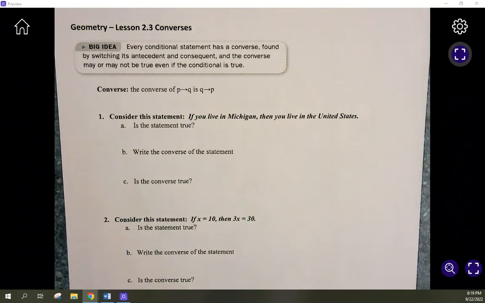This is Geometry Lesson 2.3, Converses. So the big idea says every conditional statement, which is what we talked about in Lesson 2.2, has a converse found by switching its antecedent and consequent. And the converse may or may not be true even if the conditional is true. So let's jump right in.